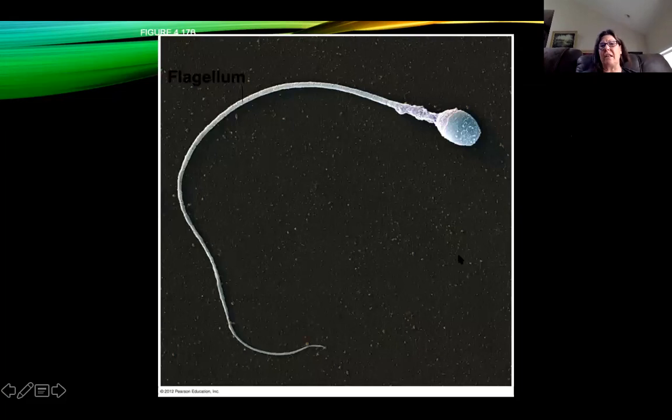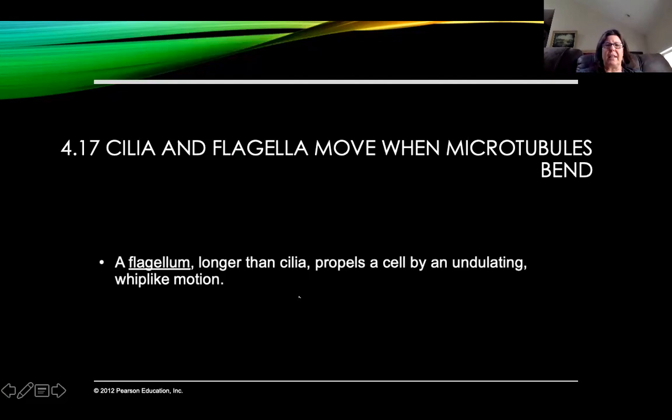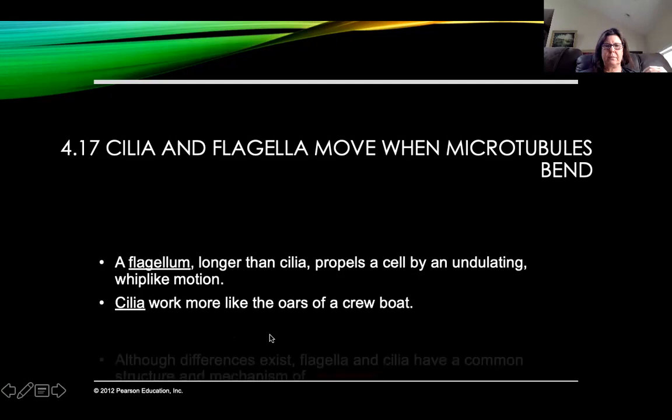And then we also have the flagella, which are long whip-like structures we see on bacterial cells, or in animals, we see them in the sperm. So when we talk about the flagella, like I said, it's long, it will whip back and forth, versus the cilia, which are more shorter and kind of whip very quickly to move things along the way. So they act like oars on a boat.